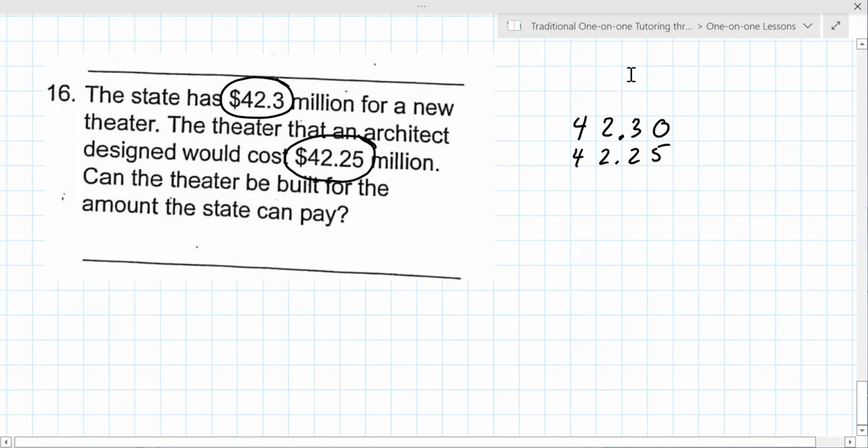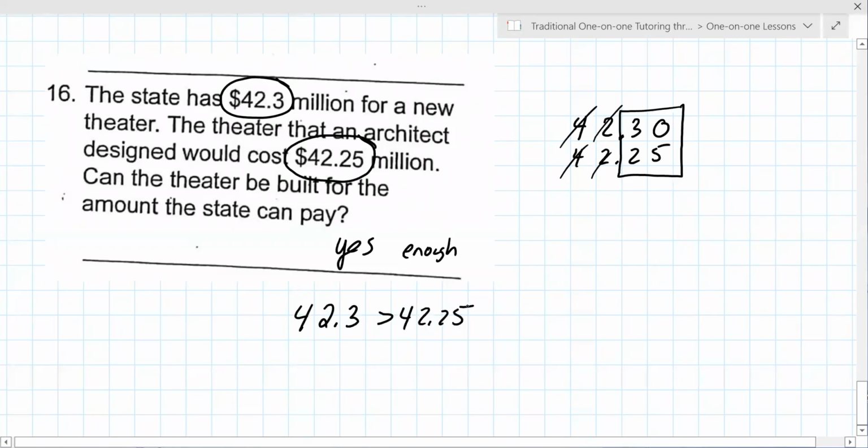I was working with a student, and it's kind of a clever idea to cross out the numbers that are the same. I like that. And now you're just down to this last part. It'd be 30 versus 25. So the 30 is bigger than the 25. So yes, they have enough. Another way to say this is 42.3 is greater than 42.25. And that's what's being asked in questions 10, 11, 12, and 13. We'll look at those if we've got time. You do want to make them all have the same number of places. That's key.